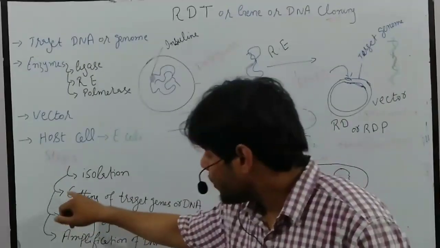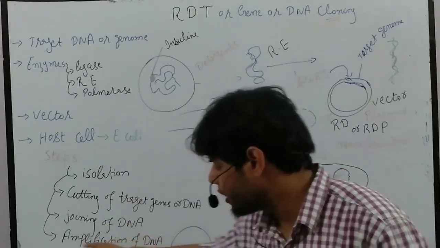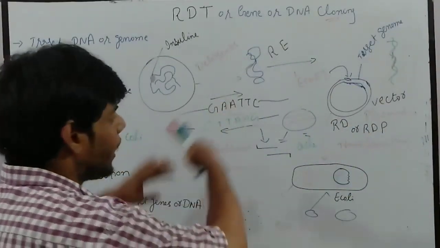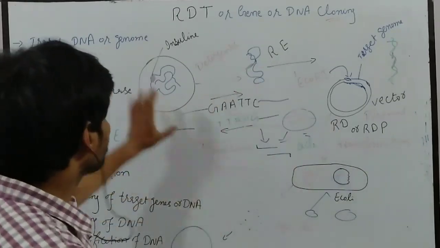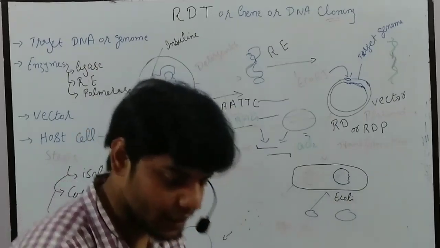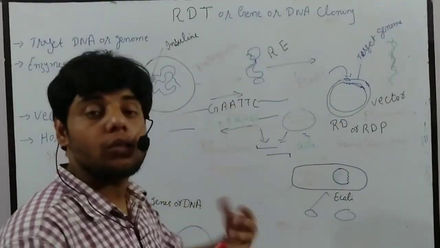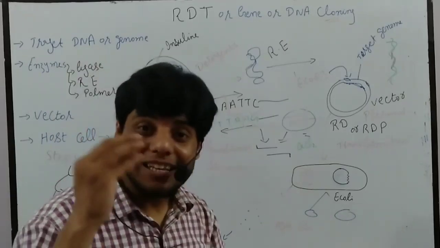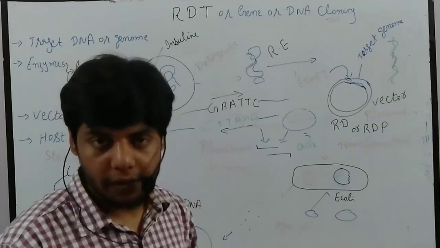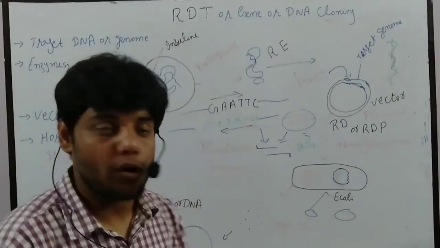Now they contain the isolation step, cutting of the target genome, joining of the DNA, and amplification of the DNA. Then we explain each step with the help of a diagram. What actually happens is we select the target cell. Let's say in this case we select the human cells which have the genome. Now these genomes carry the target genes which have the ability to produce the insulin product, or the target DNA which can produce the insulin product.